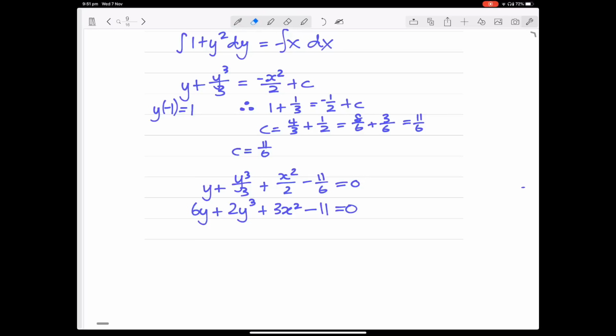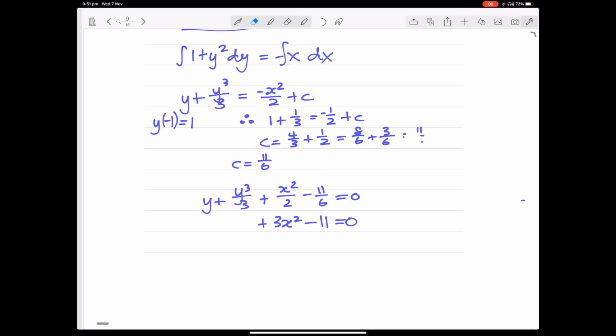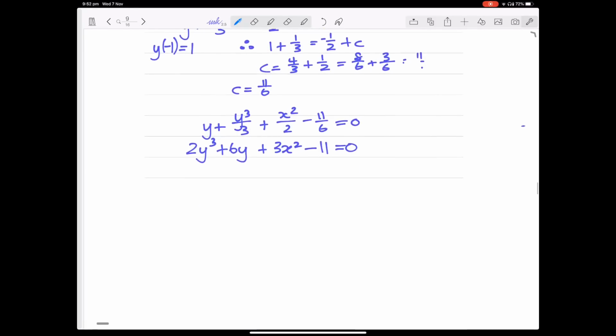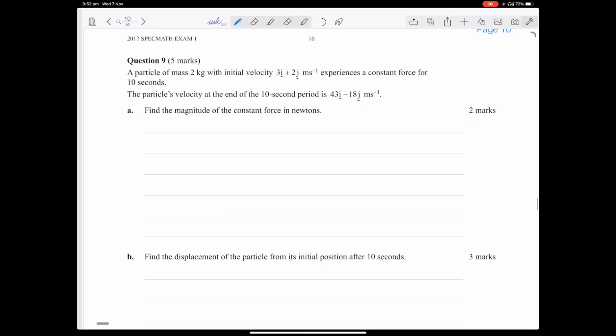The form is ay cubed plus by. So let's say 2y cubed plus 6y. That looks pretty good to me. It's in that form. You have to be getting pretty close.